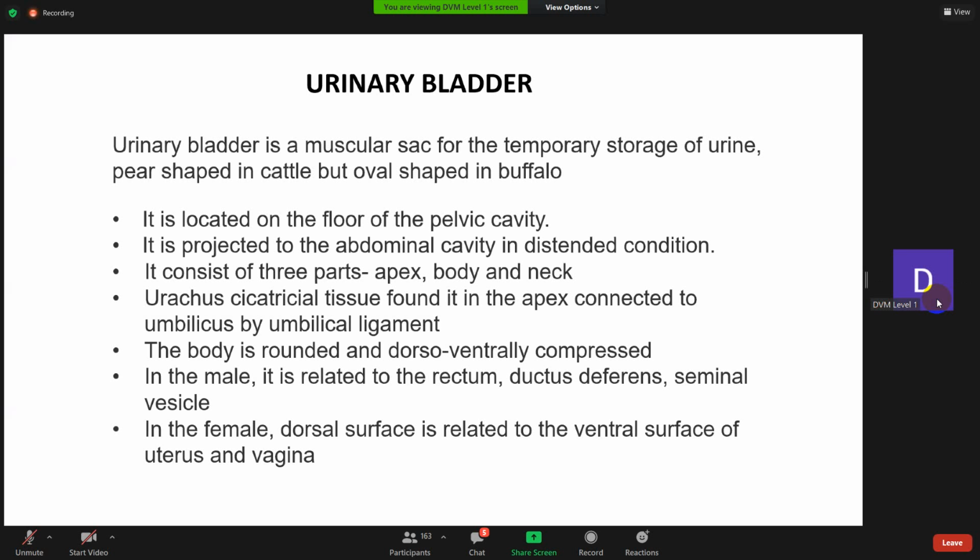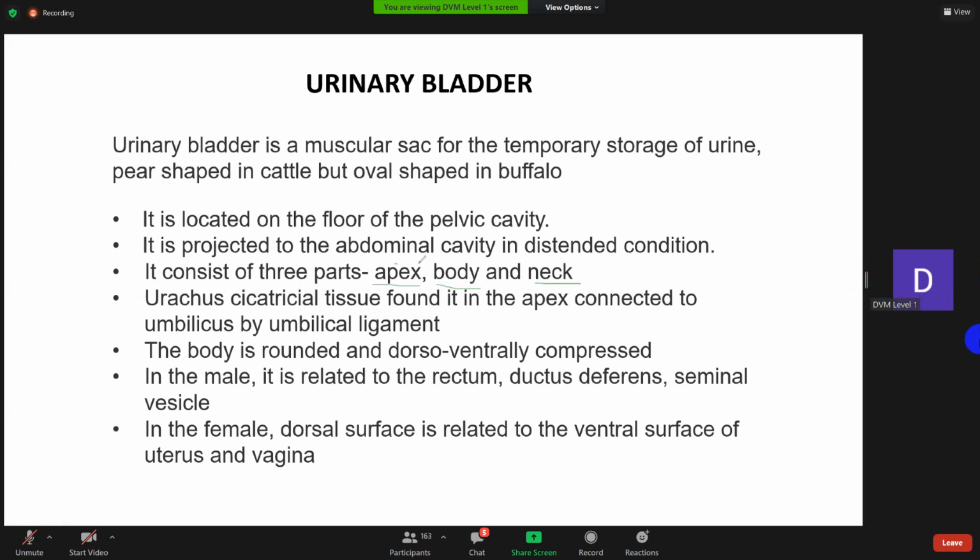So the usual answer, if anybody asks you in the Viva, please state the location of urinary bladder, then of course you have to answer that it is in the pelvic cavity. But if they ask when it is located in the abdominal cavity, then you have to answer that when it is full of urine, it is extended into the abdominal cavity. And it consists of 3 parts. That is important. Sometimes we ask in the Viva, what are the different parts of the urinary bladder?